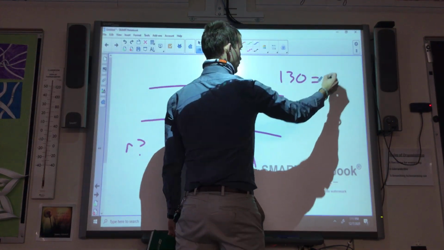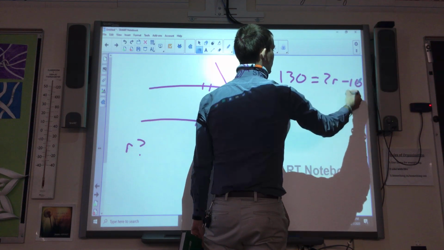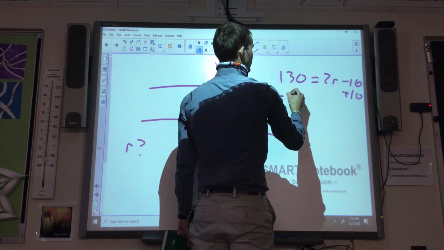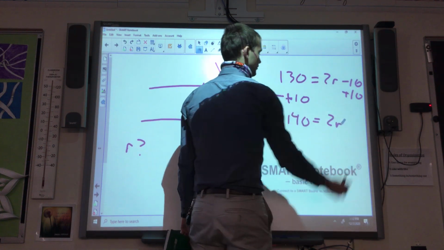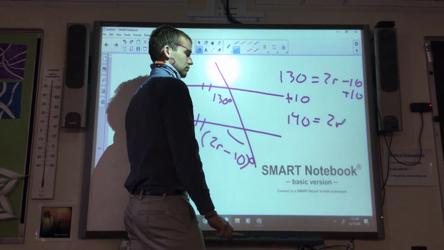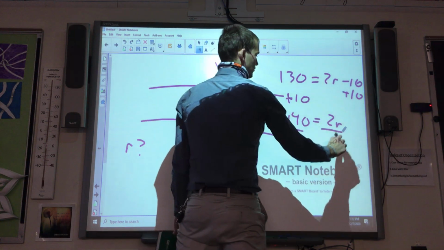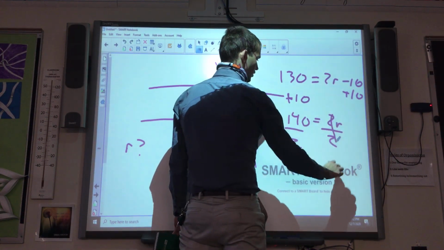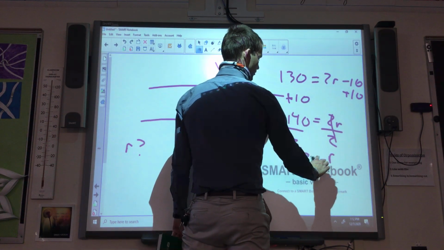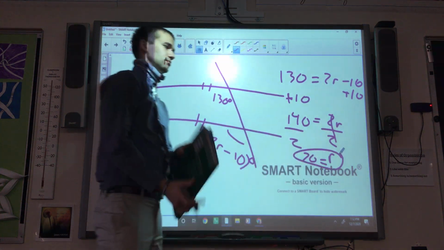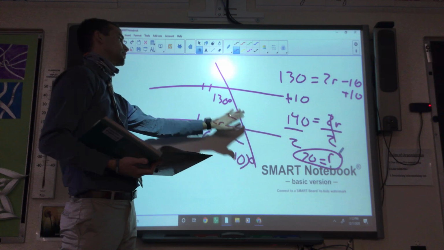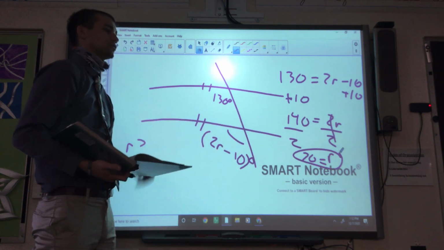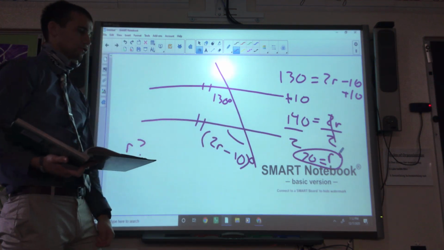130 equals 2r minus 10. Add 10 to both sides, so we get 140 equals 2r. R equals 70. Done. Now, this one is corresponding on the test. It might be alternate interior. It might be alternate exterior. It's your job just to know which one is which.